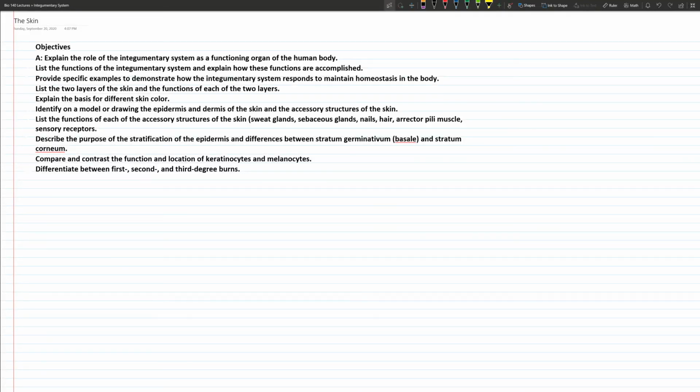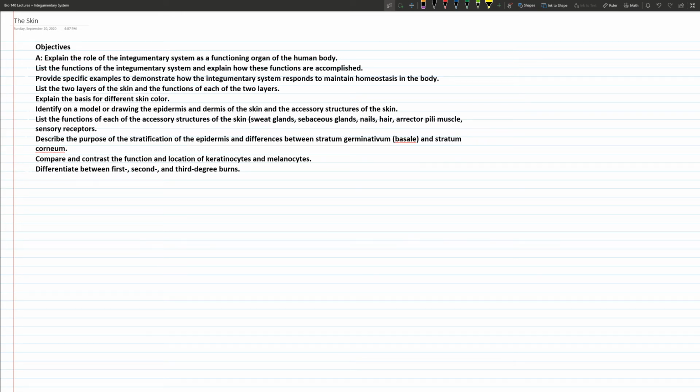Okay, so we are officially done with all that boring stuff, that biochemistry stuff. So we're going to start talking about the first system that we're going to do in the class, and that will be the skin itself.